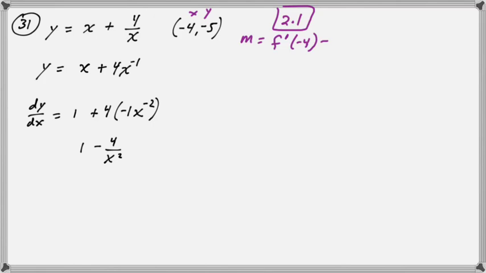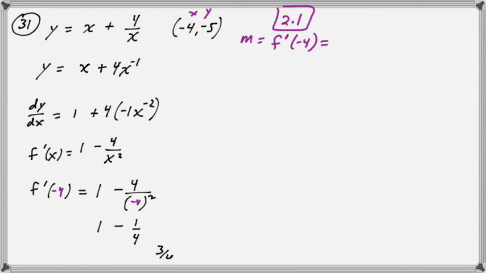I need to know the derivative when x is negative 4. So that's what f prime of x would equal. I need to find f prime of negative 4. So I'm going to replace in a negative 4. I believe this is squared on the bottom. So you have 1 minus 4/16. I believe that's 1 minus 1/4, right? 4/16. So I think that makes the slope 3/4.